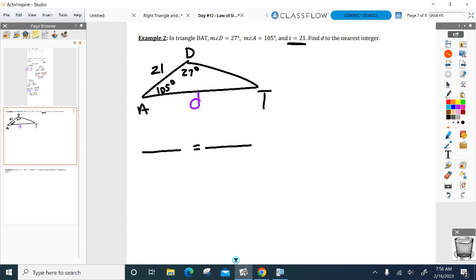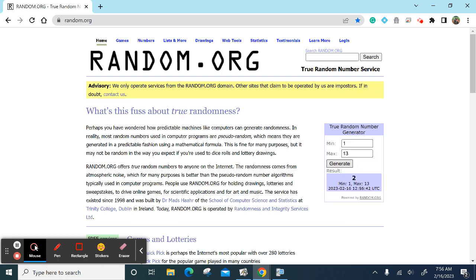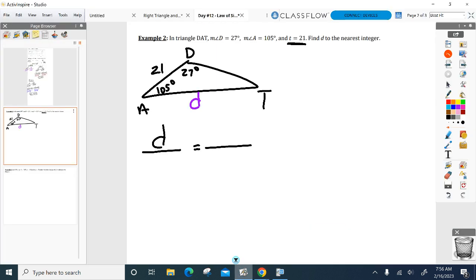So let's start out with the side I'm trying to find. D over, what's the angle across from side D? 27. So again, I'm stressing this big time. Sine 27. We got to put the sine with it. Wait a second, I'm going to run into a problem. I know side 21, but I don't have the angle across. And I'm not using 105 because it's there.